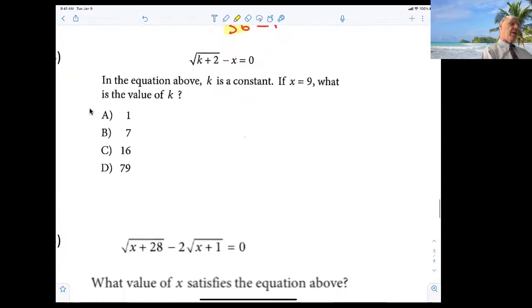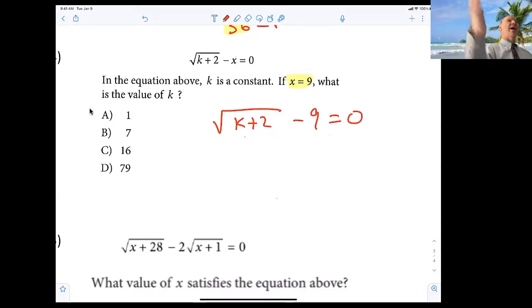24. Now, here it's telling you that x is what? 9. So what do you think I should do with that 9? Plug it in. So now I have the square root of k plus 2 minus 9 equals 0. And if you paid attention yesterday, you know you isolate the radical. So I add 9 to both sides. So now I have the square root of k plus 2 equals 9. Now what do I do to both sides?